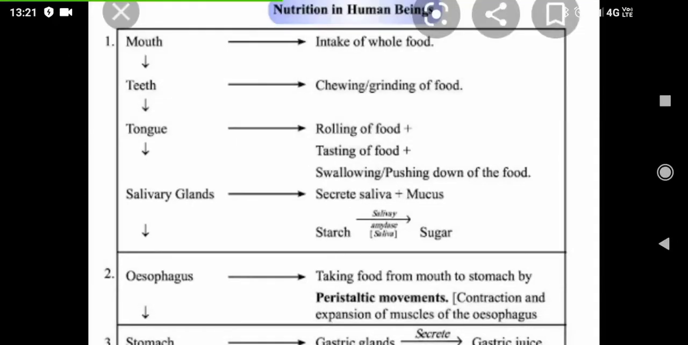In this session, let us see how the nutrition in human beings takes place. The nutrition starts from the mouth. The mouth is going to take the food, and that process of intake of whole food is called ingestion.